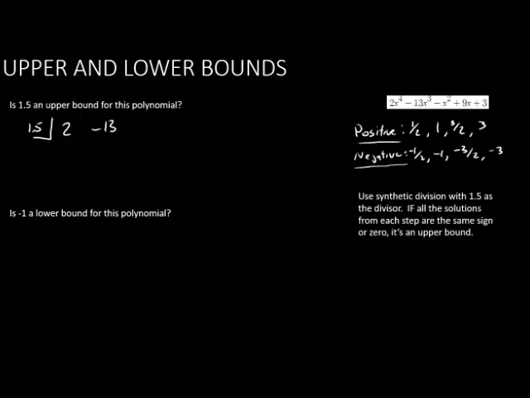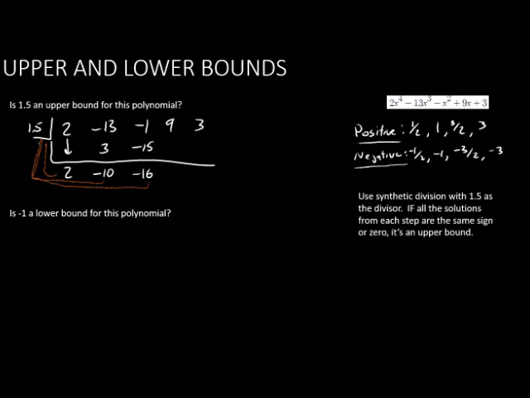Also note that negative x squared does not have a number, so we'll use the invisible 1 in that position. We'll begin by bringing down the 2, and then multiplying that 2 by 1.5. 2 times that 1.5 will give us 3. Negative 13 plus 3 will give us negative 10. Then we'll take that negative 10 also times the 1.5, giving us negative 15. Negative 1 minus 15 will give us negative 16, and we'll multiply that once again by that 1.5. If we do that, we'll get negative 24.